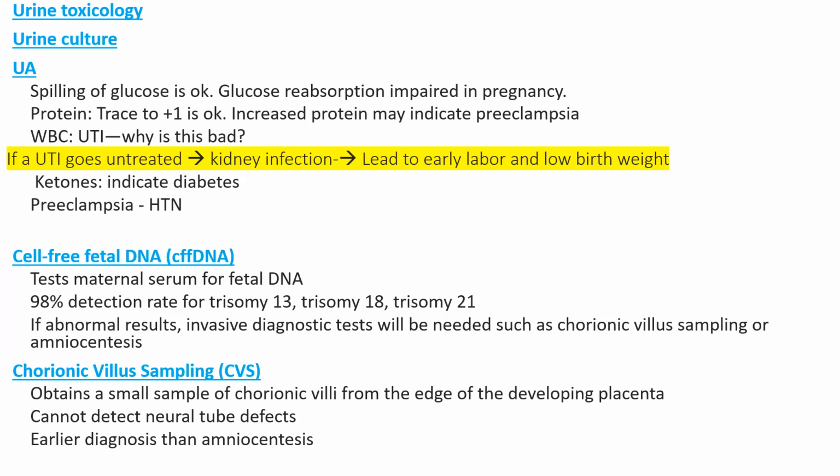Cell-free DNA tests maternal serum for fetal DNA. This has a pretty high detection rate for trisomy 13, 18, and 21. If these results are abnormal, an invasive test will be needed, such as a CVS, chorionic villus sampling, or an amniocentesis.